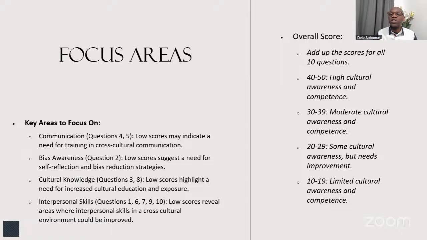But between 20 to 29, there is some cultural awareness, but it needs improvement. You agree with me that 20 is already less than half of 50, but moving towards 29, that's within that range. But if it is between 10 and 19, then there's limited cultural awareness and competence.